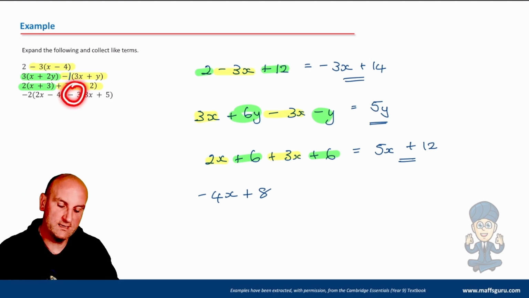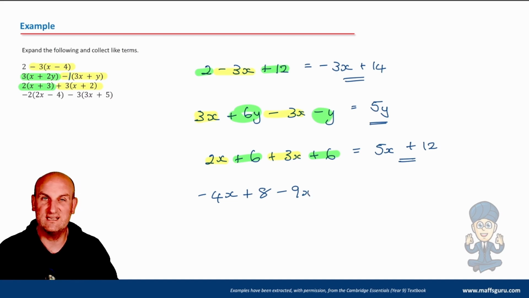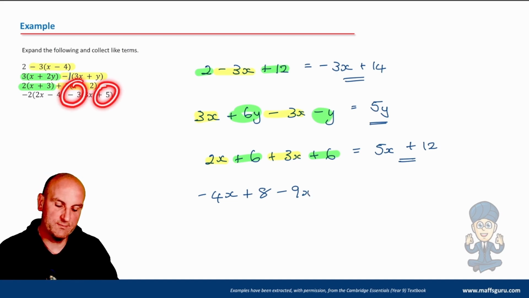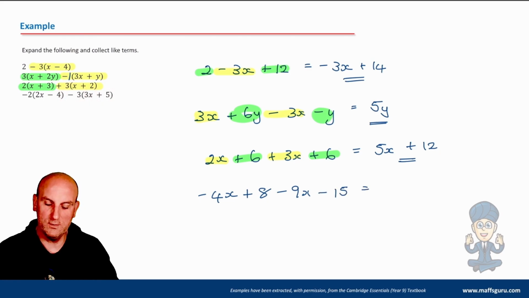Next one, minus 3 times 3x. Well, minus 3 times 3 gives me minus 9, and then there's just the x, we've got nothing else with it. And I got minus 3 times plus 5, which gives me minus 15. All right, what do we do now?